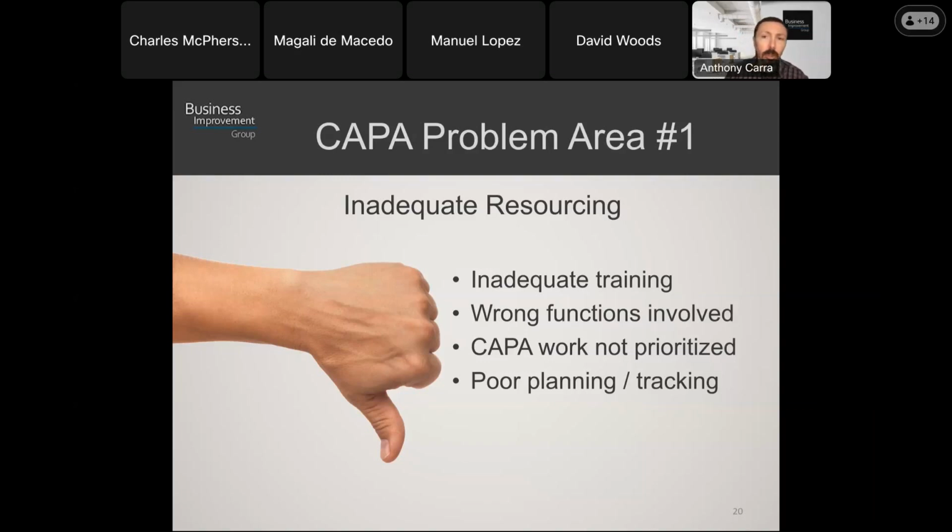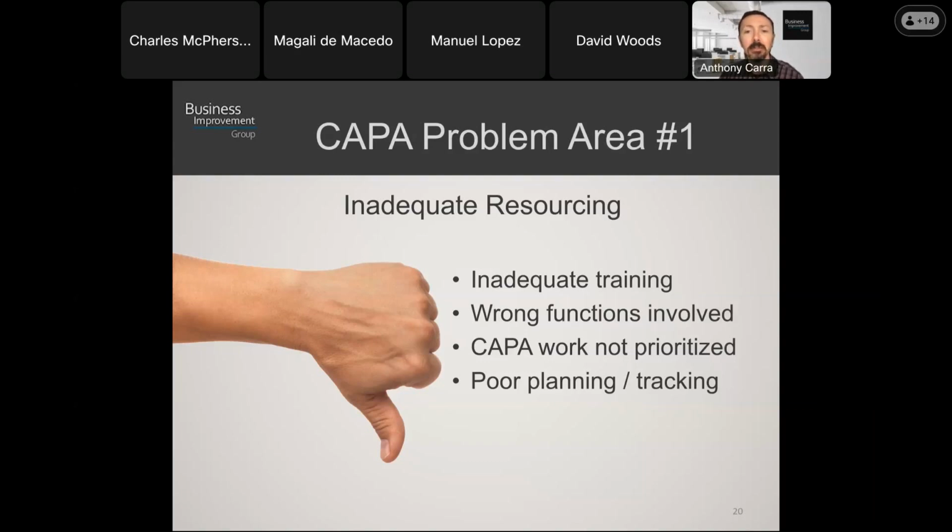And it's not just root cause analysis tools. It could be other tools as well, like project management tools for some of your bigger CAPAs and things of that nature. But when we are assigning resources or onboarding team members to support our CAPA, let's take some time to make sure that they're trained to do the task that we're asking them to do.